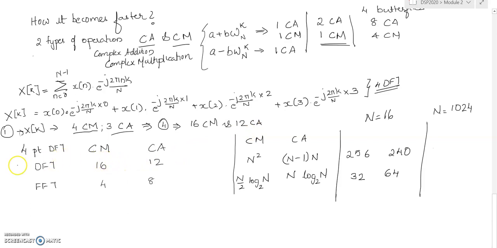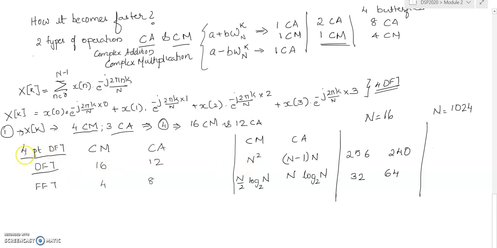I have put up a tabular column here for a 4-point DFT, and using this table we can understand that when we do it using the formula method, the complex multiplications required are 16 and complex additions required are 12. And when we look at FFT, the number of complex multiplications required is 4, while complex additions is 8. You can see that the number of computations has been reduced in FFT over DFT. Now, in general, we can write it as a formula like this.